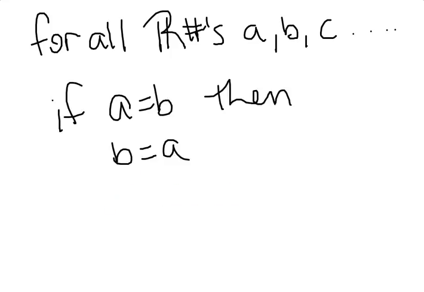Our next property says that if a equals b, then b equals a. And this is called the symmetric property. And if you think about symmetry, it usually means that you can flip something around and it'll look exactly the same. So if you think of a perfect circle, you can flip it over and it's going to look exactly the same. And so that's symmetry, and this is the symmetric property. If a equals b, then b equals a.